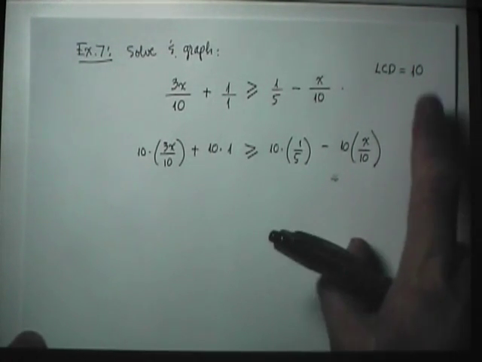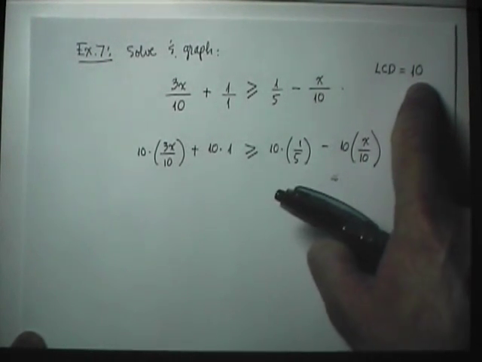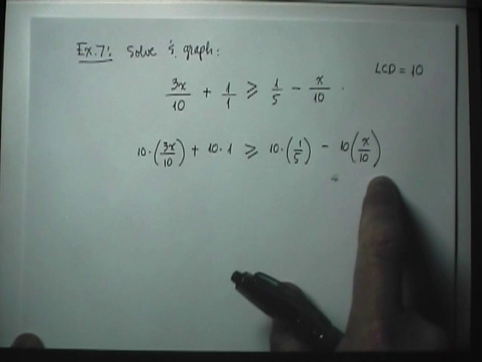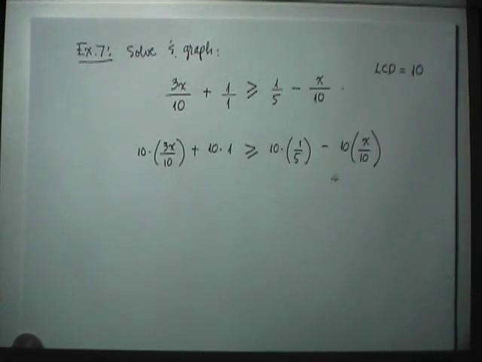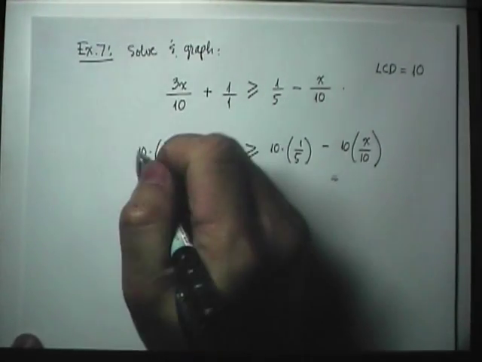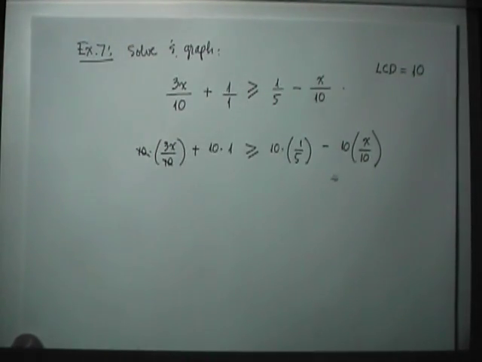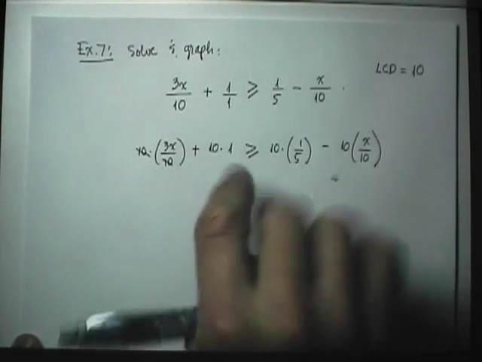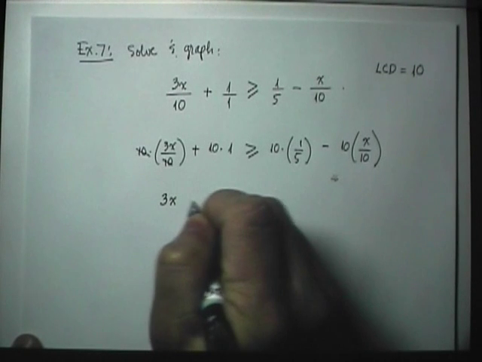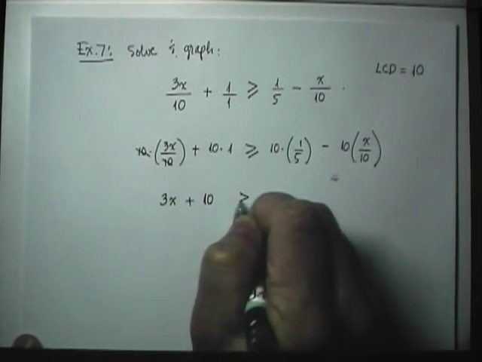And once again, notice one more time, since the LCD that we found was a positive number, multiplying it to both sides of the inequality does not reverse my inequality. So on the first term, the 10 cancels with the 10. On the second term, that all becomes a 10. So on the left-hand side, I'm going to yield 3x plus 10 greater than or equal to.